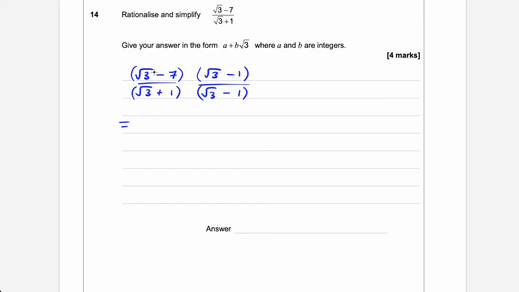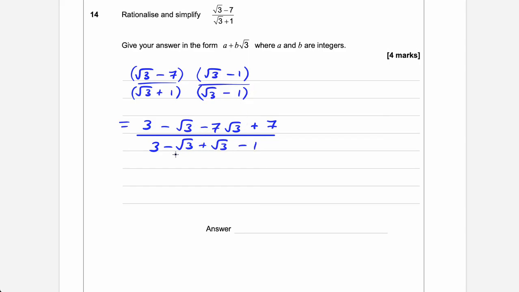So we do root 3 times root 3 is 3. Root 3 times minus 1 is minus root 3. Minus 7 times root 3 is minus 7 root 3. Minus 7 times minus 1 is plus 7. And that is all divided by root 3 times root 3 is 3. Root 3 times minus 1 is minus root 3. 1 times root 3 is plus root 3. And 1 times minus 1 is minus 1.